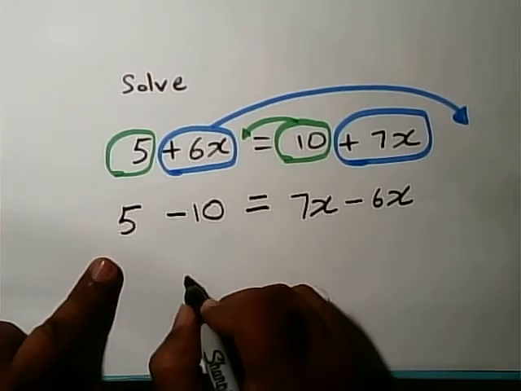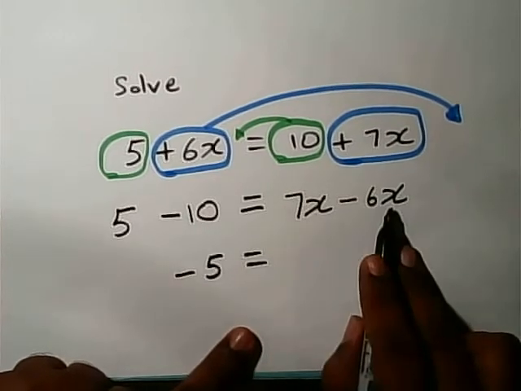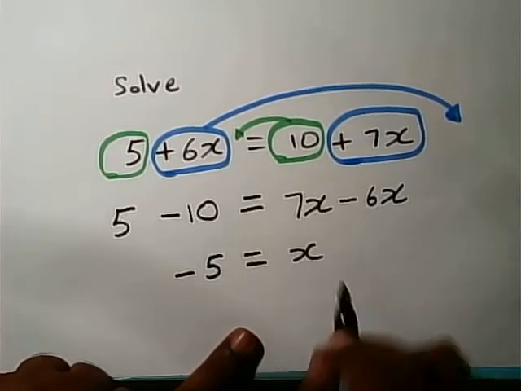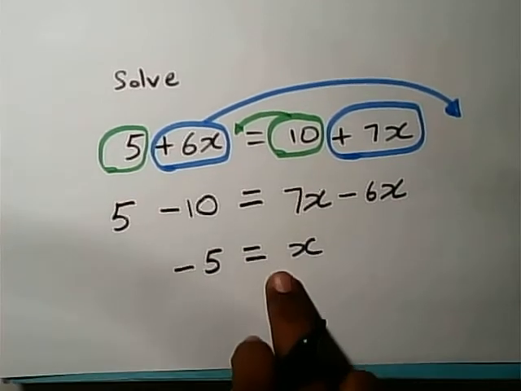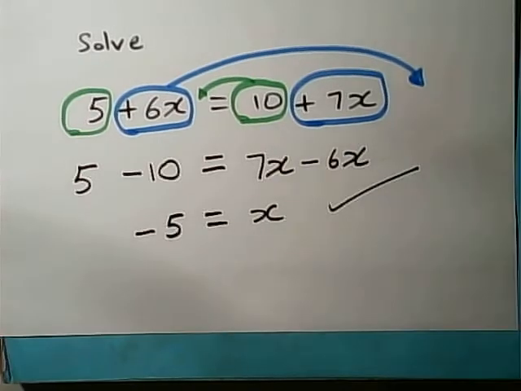Let's write it down here. 5 take away 10 is minus 5. Bring down the equal sign. 7x take away 6x is 1x. But we don't need to write in the 1. We could write it like that. So we finish. We get out the answer.